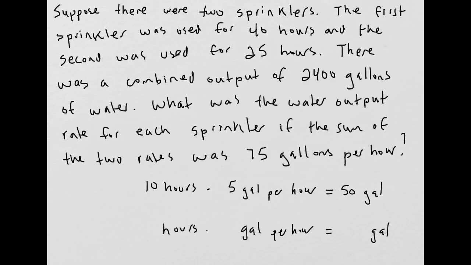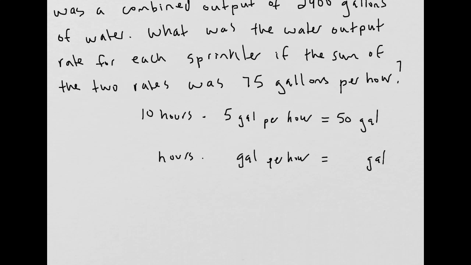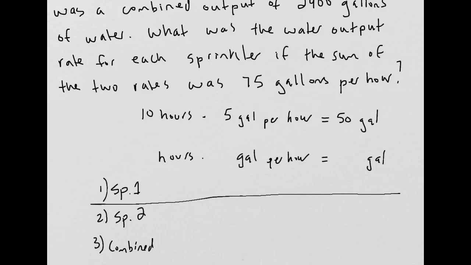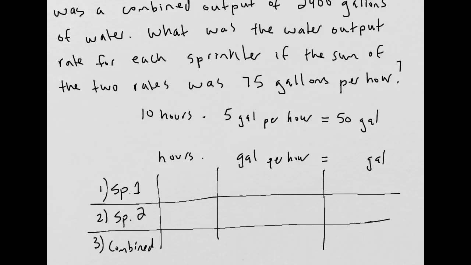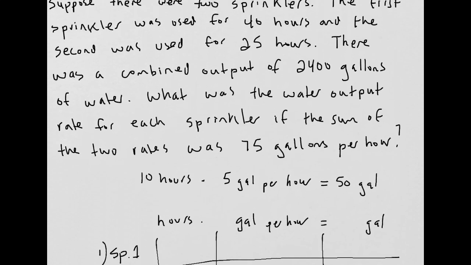So you'll notice that in this problem, it mentions that I have two sprinklers. So I'm going to organize my information in a table. I've got sprinkler 1, I've got sprinkler 2, and then I'm going to have also a combined row where I'm going to put any information that pertains to both sprinkler 1 and sprinkler 2. Now I'm just going to make a table, and I'm going to try to fill in the details that are provided in the problem.